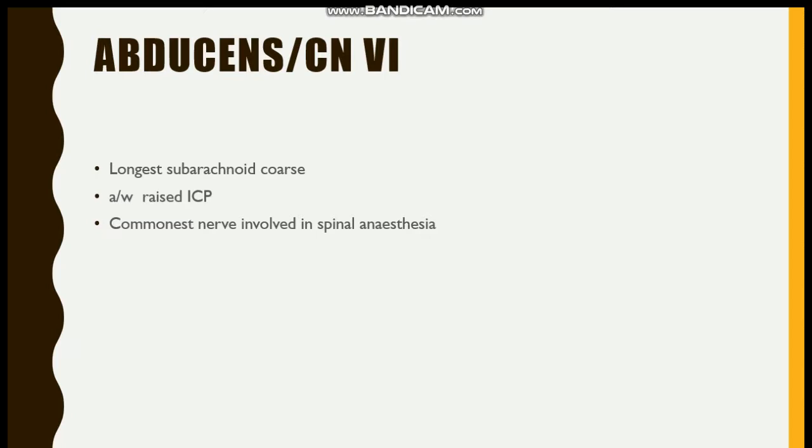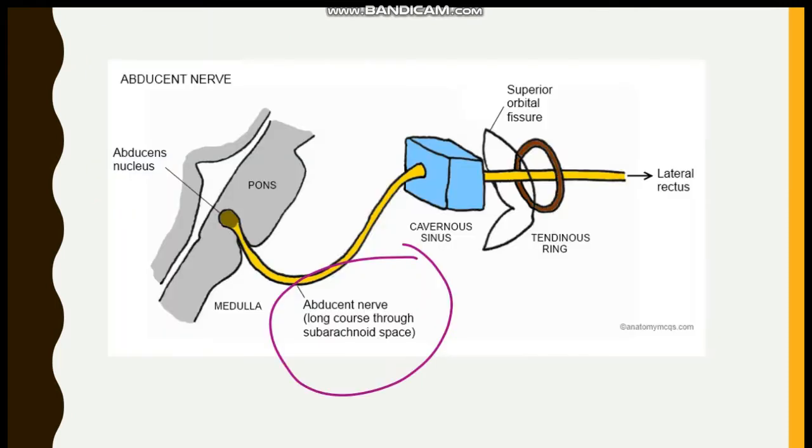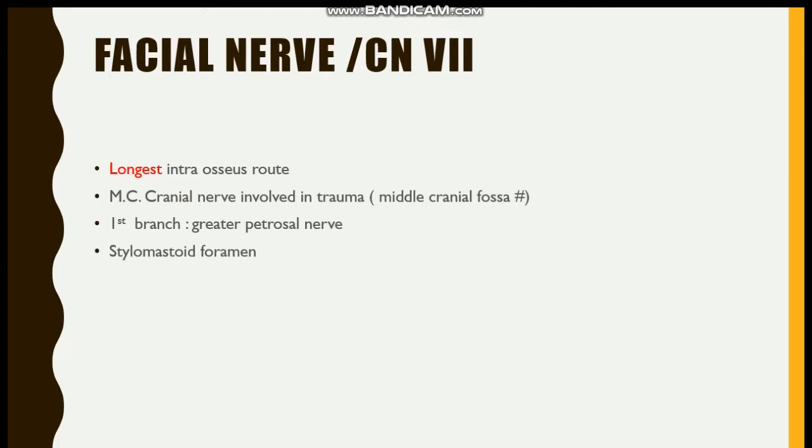Next, abducens nerve. It has the longest subarachnoid course. It's very important because whenever there is raised intracranial pressure, it's the commonest nerve to be involved. In spinal anesthesia also it can be involved because it has a subarachnoid course. Here you can see the abducens nerve, which has the longest course through the subarachnoid space where we give the spinal anesthesia.